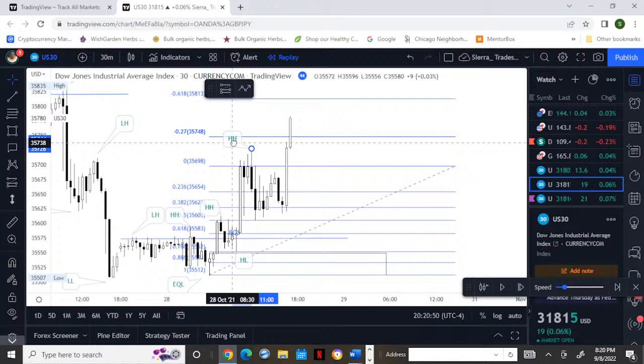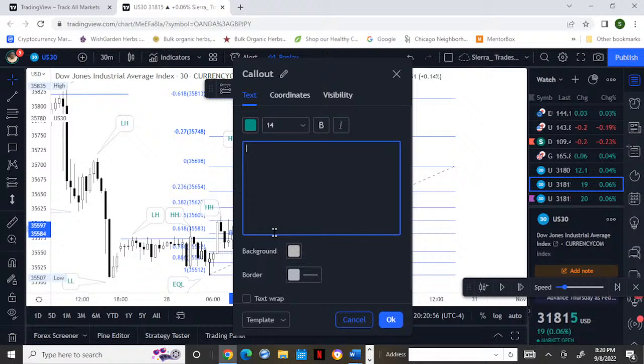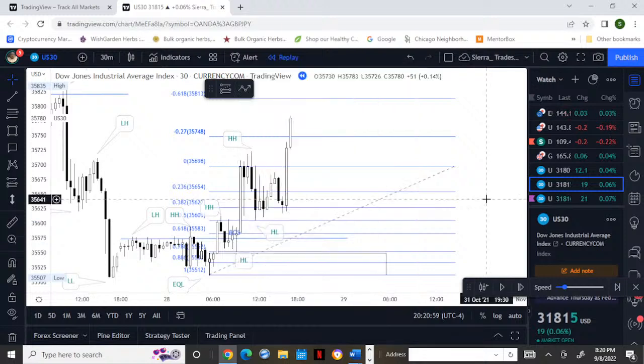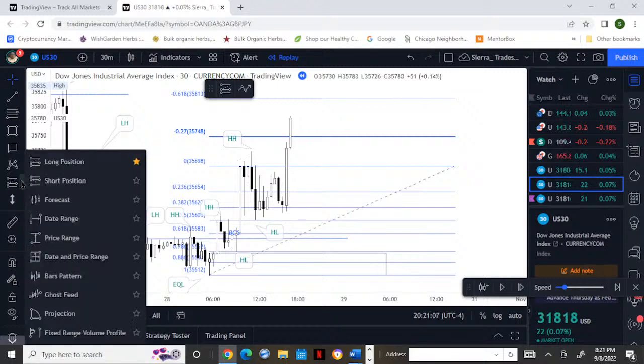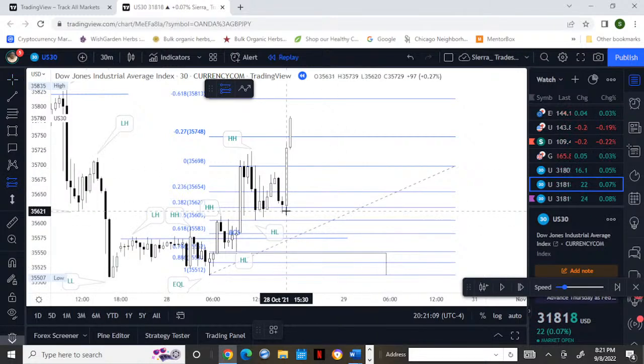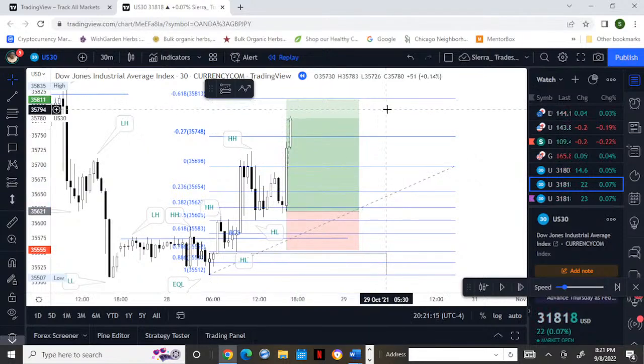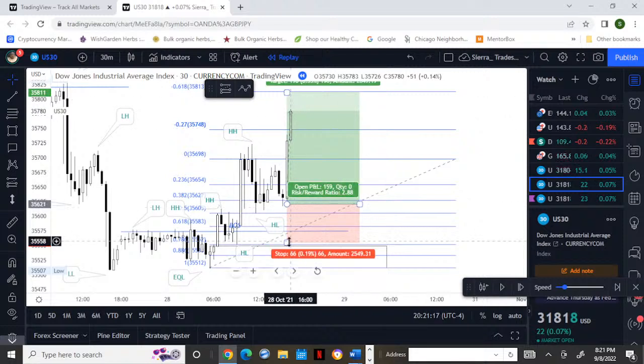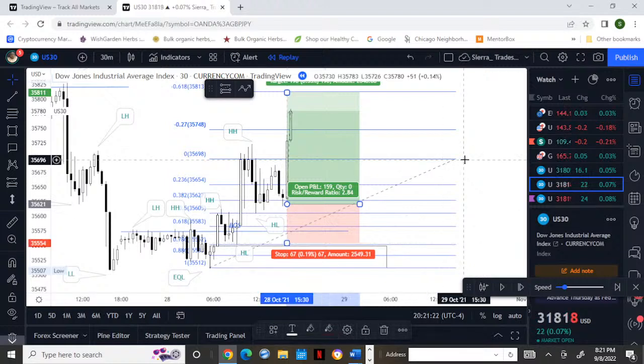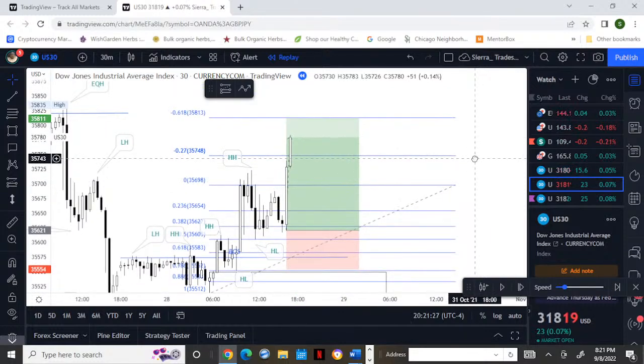This is our higher high, higher low. And this candle was letting us know that the bulls were in the market. And got a nice 1 to 2 on US30.